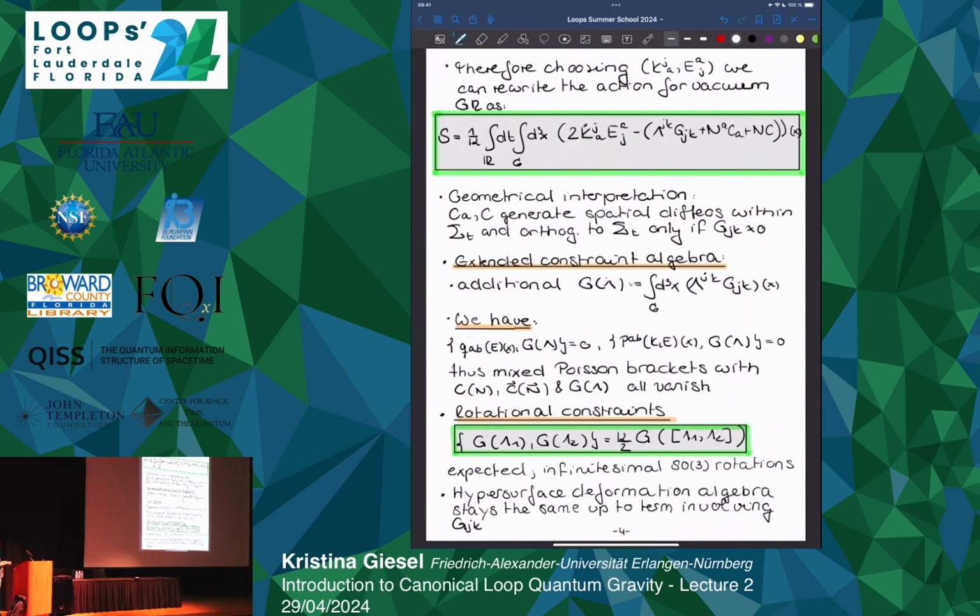Also, we have to consider the rotational constraint algebra. And we see that if we take two rotational constraints, we get another rotational constraint with a different smearing function, depending on lambda 1 and lambda 2. And this is also what we would expect for SO(3) rotations. Which means that if we perform the symplectic reduction at the level of the algebra, we also agree with what we get in the ADM case. And moreover, this kind of relation also tells us that these new constraints are stable.